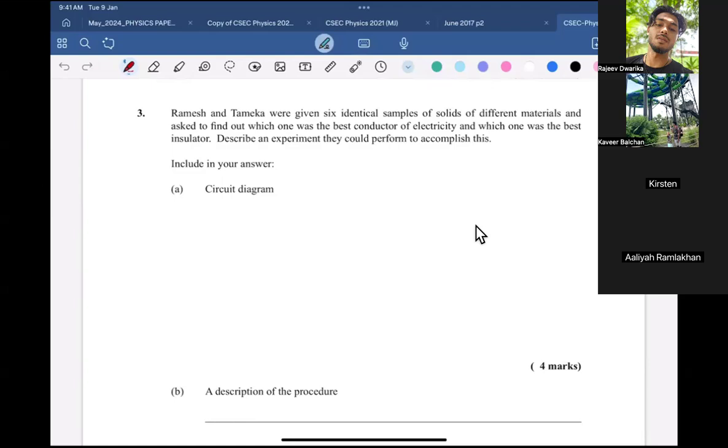Justin, if we use a circuit, how are we going to test these six identical samples? How are we going to know which one is the best conductor? Think. How are we going to know which is the best conductor? Which element in a circuit could tell us which is the best conductor?